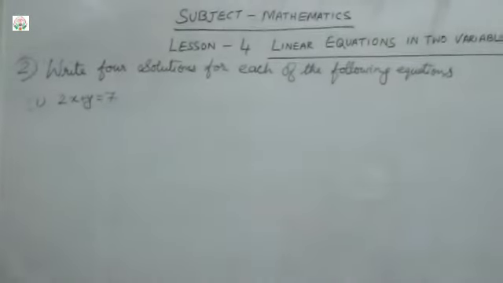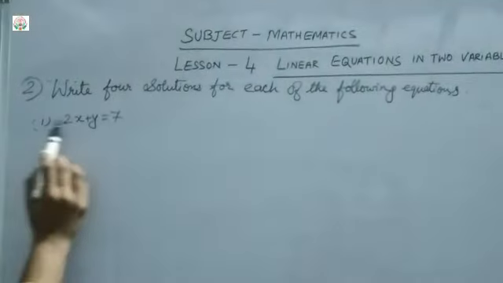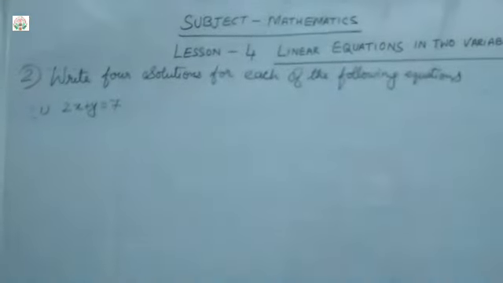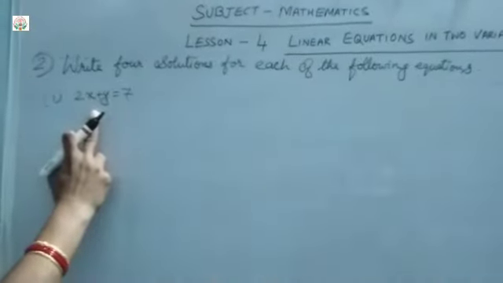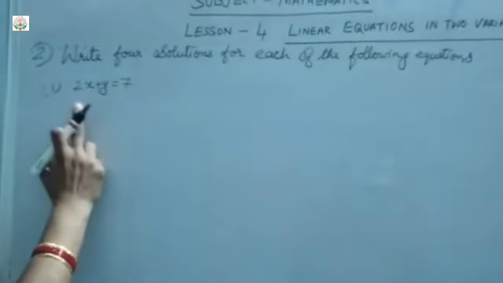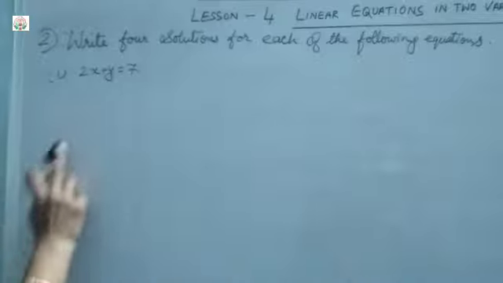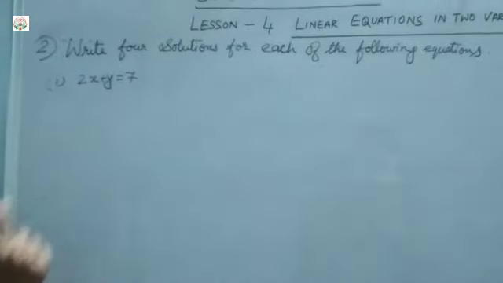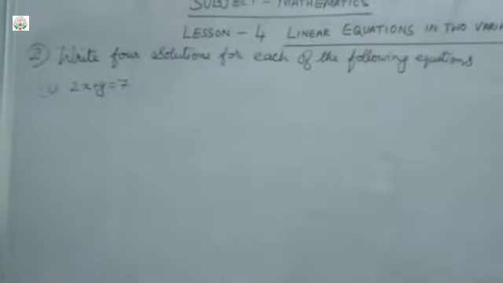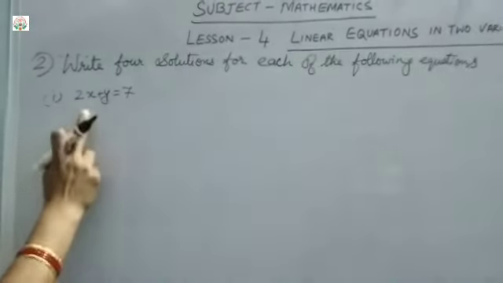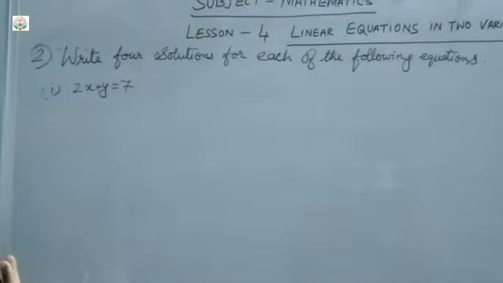Now, good morning children. Now let us see the second question, that is, write 4 solutions for each of the following linear equations. So the first one is 2x plus y equals 7. This is a linear equation because the degree of the variable is 1. If the degree of the variable is 1, it means it is a linear equation. Now we have to find 4 solutions for this.